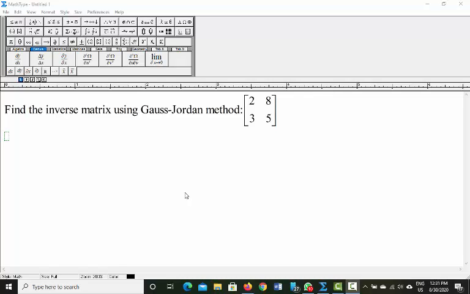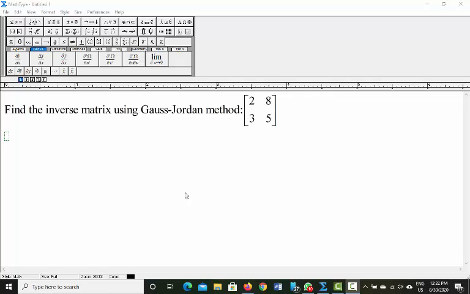This is a continuation of the previous lecture. In our previous lecture, matrix part 1, we studied how to do matrix multiplication, addition and subtraction, and also how to find the determinant and how to find the inverse matrix using the cofactor inversion method. So these are the things we studied in our matrix part 1 video lecture.